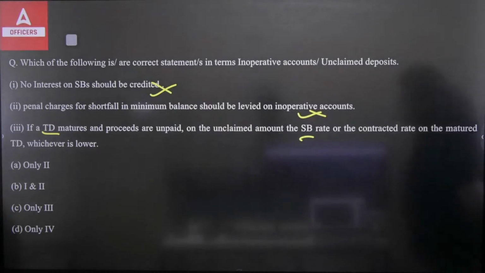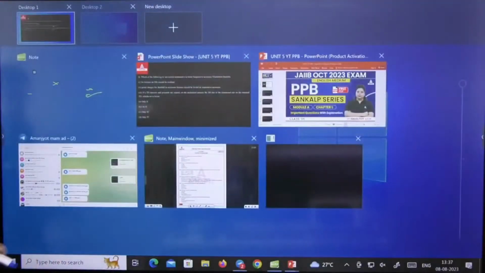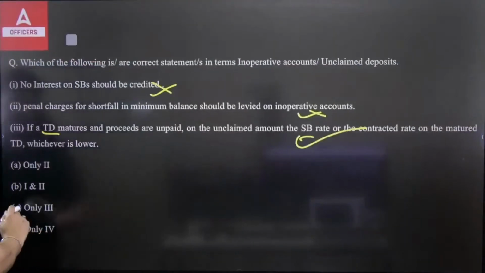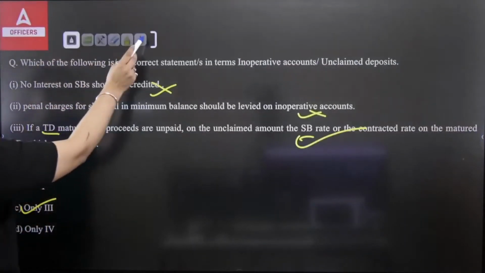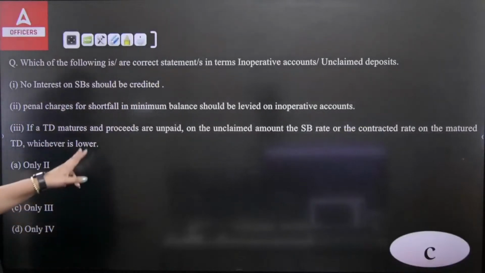So the right answer here is obviously the third one. It means the C option is correct. Which option is correct? C option is correct because the third statement is correct about inoperative accounts or unclaimed deposits. Clear?